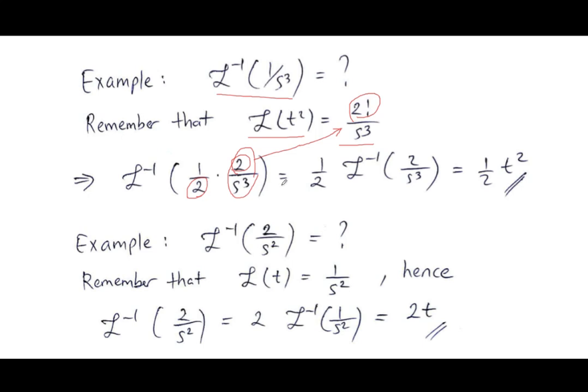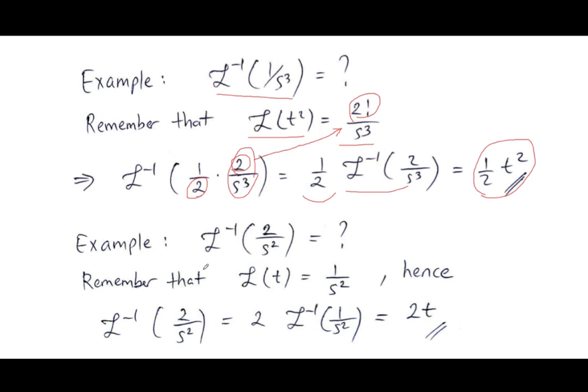Because now I can take out this 1/2, and then I have 2 over s cubed, just like in this expression, where we know the Laplace transform of t squared equals this expression. Therefore, we just do the reverse operation and write down that this is 1/2 times t squared.